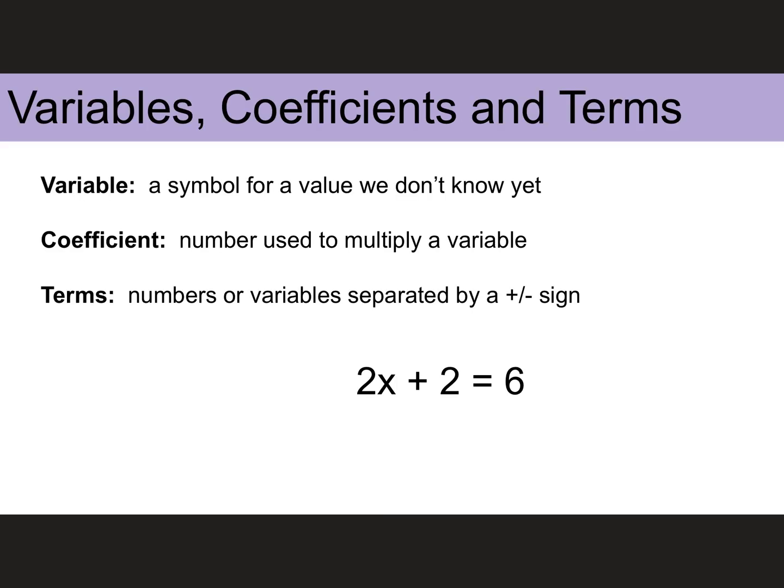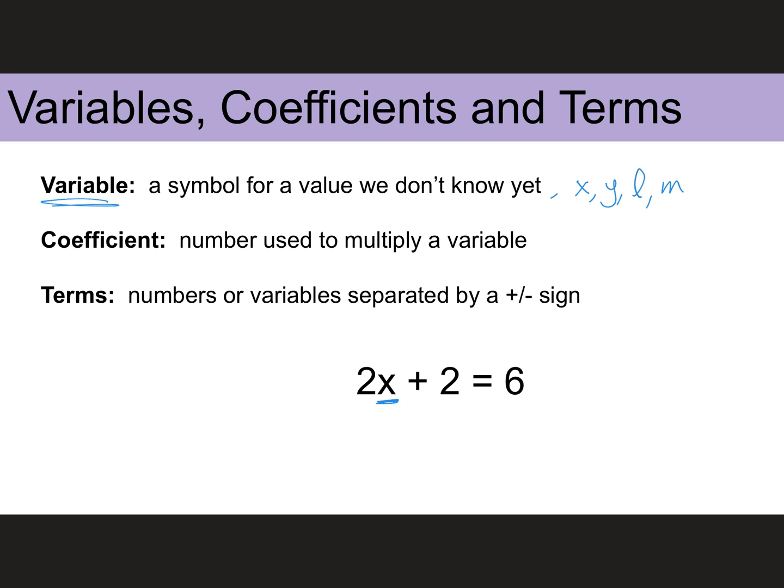Okay, so we need a few definitions, and there's three main ones that we're going to talk about. The first one is variable. Now, variable is a symbol for a value that we do not know yet. You're going to see variable in a number of ways, but it's usually as a letter, such as X or Y, could be the letter L or M. Any letter that represents a value that we don't know yet is a variable. So if we look down here, X is our variable in this equation.